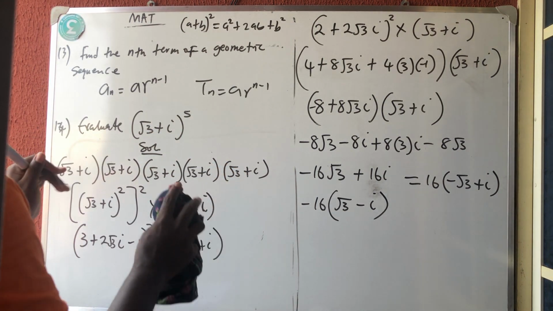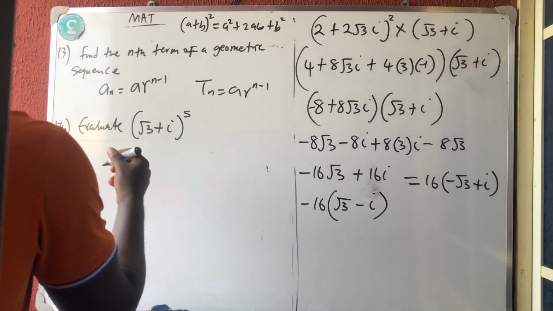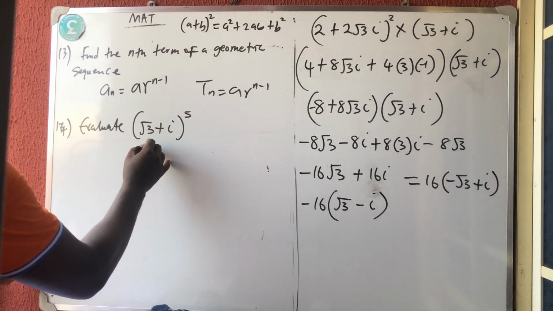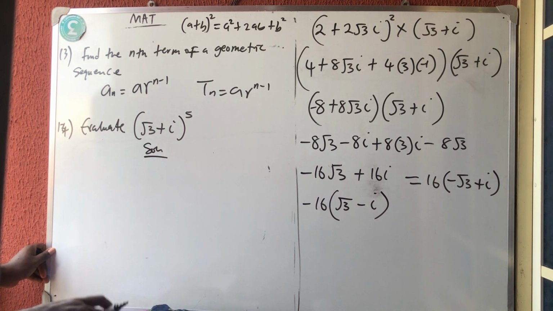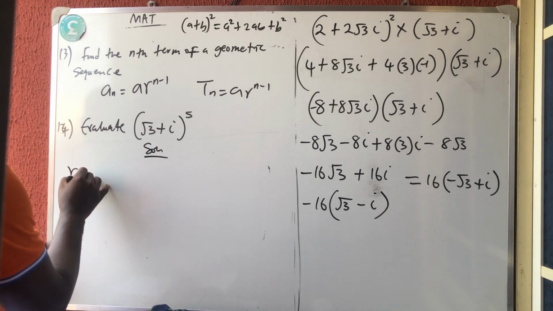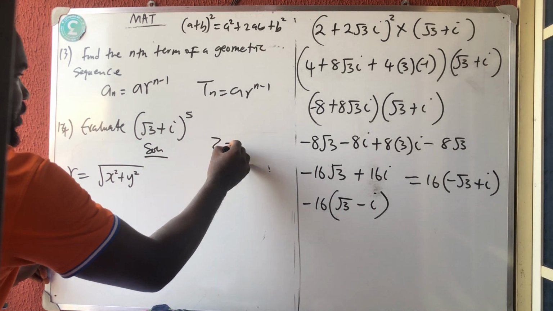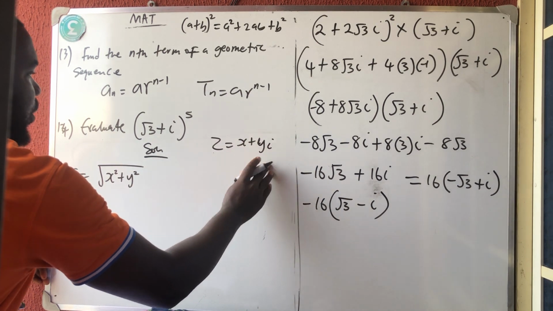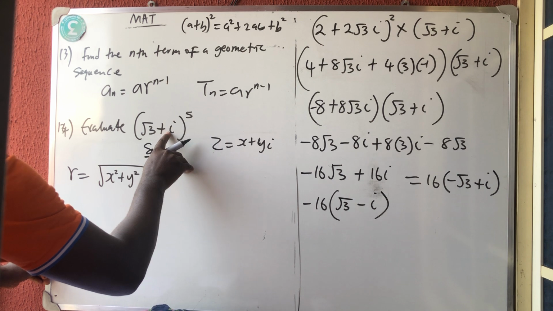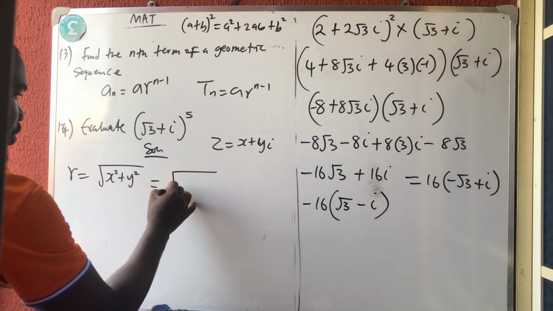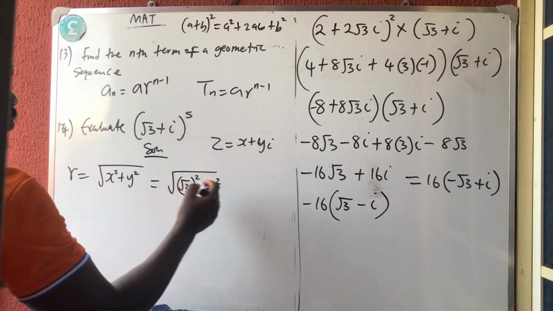Now we have used the first method. The second method we are going to use is the polar form method, the De Moivre's theorem polar form method. Solution: to solve this, the first thing you need to get is your radius. The radius r is simply the square root of x squared plus y squared. Don't forget that z is equal to x plus yi or iy, which means x is the first one and y is the coefficient of i. So I'm left with the square root of root 3 all squared plus 1 squared, because the coefficient here is 1. So which is what?